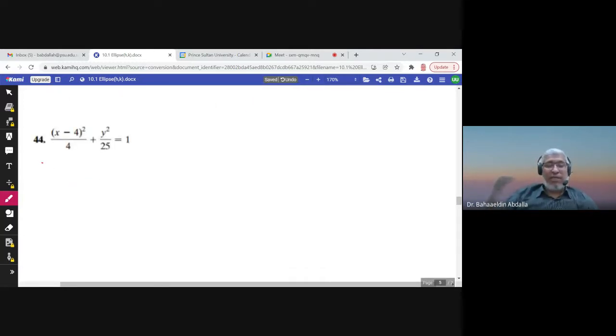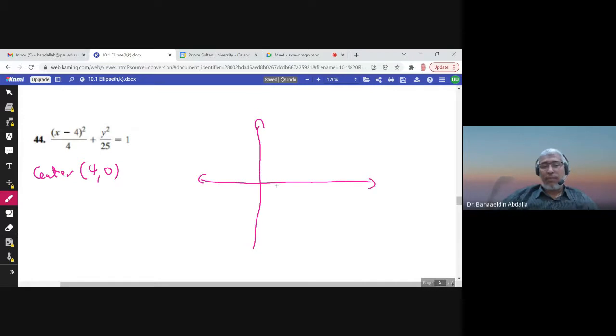The center is 4 and 0 because this is y minus k and k is 0. This point, I go 2 units to the right, 2 units to the left. These are the coordinates, the endpoints of the minor axis. 5 units up, 5 units down.